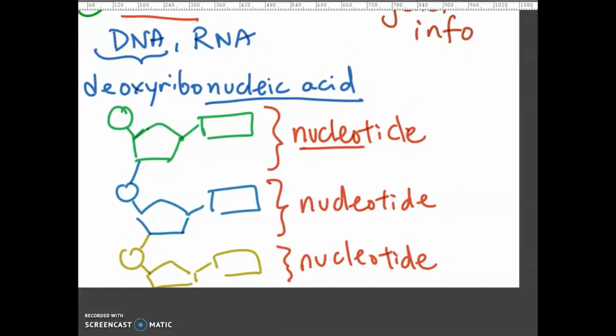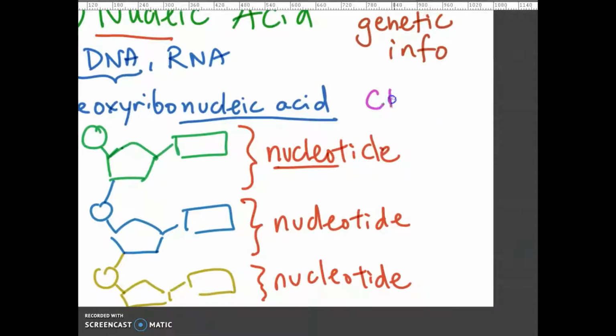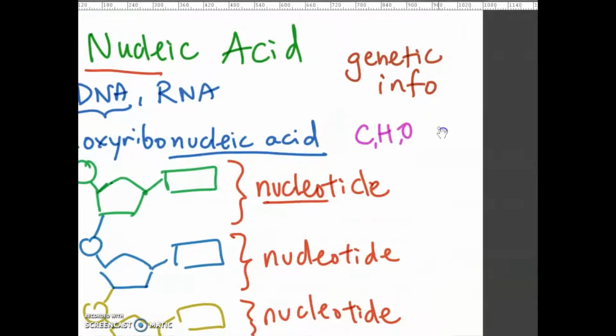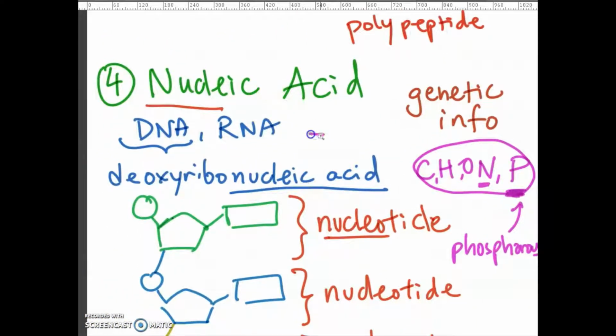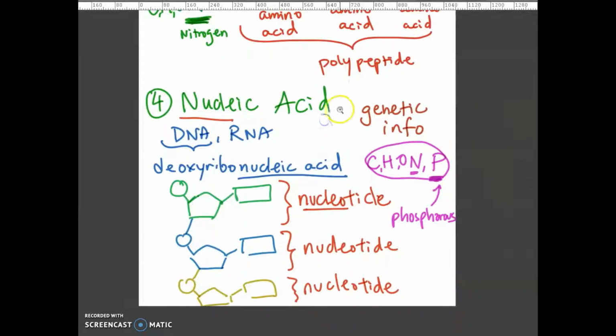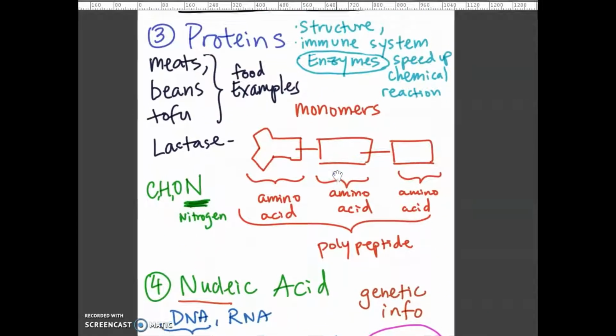Now, these DNA also have C, H's, and O, so all of them have C, H, and O. But this one also has a nitrogen and it has a phosphorus. So now we're adding one on. So if you look on a picture and they ask you what macromolecule is it, and it has a P anywhere in it, then it has to be a nucleic acid. Okay, so those were the 4.